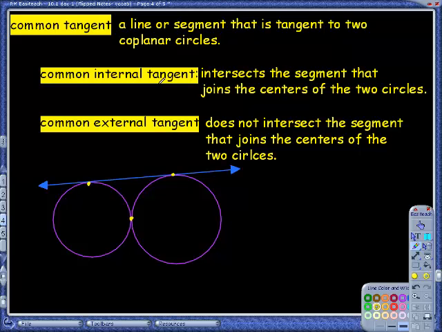When we talk about internal tangents and external tangents, the difference here is an internal tangent is going to intersect the segment that would join the centers of those 2 circles. So if I draw in the centers of those 2 circles and draw in the segment that joins those 2 centers, if my tangent went through that segment, that would be considered an internal tangent. But because this tangent goes outside of the circles, that's considered an external tangent.